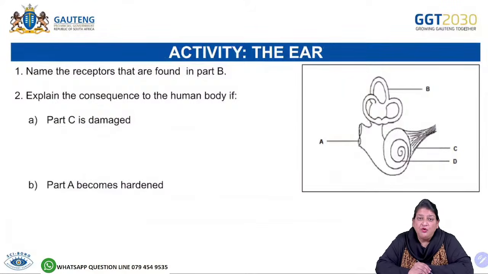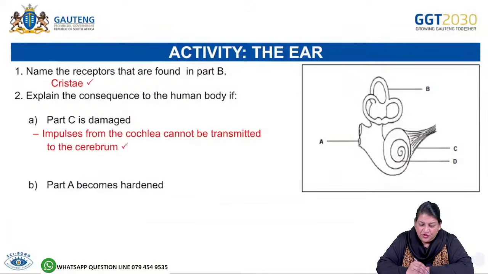Part A is a round window. If it becomes hard, it will not be able to vibrate, and therefore, it will not be able to absorb pressure waves, and sound can be affected. All right? So that is all the questions there, and you can actually look at it in your worksheet.